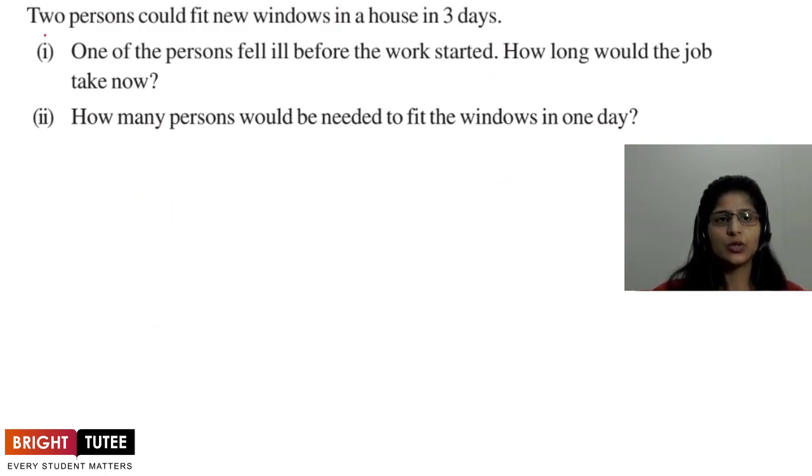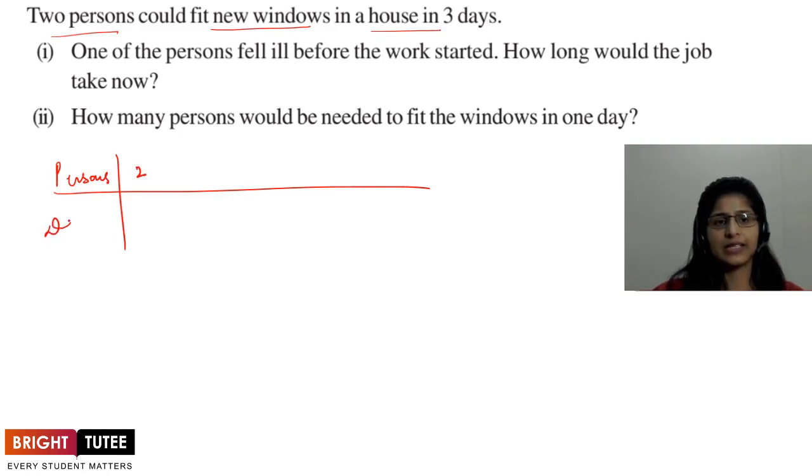It says 2 persons could fit new windows in a house in 3 days. So let us just see. So here persons we will write how many? 2 persons, and days taken by them are 3. So if 2 persons are there, they take 3 days to fit the windows in a house. Now one of the persons fell ill. That means there is only one person left. How long would the job take now? So instead of 3 days, how long will it take? Let's consider that as y1.